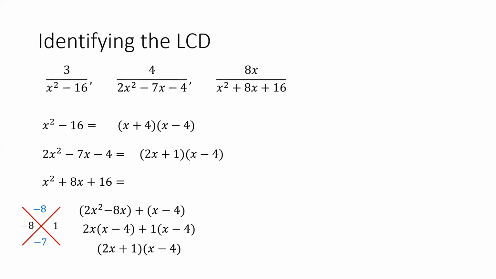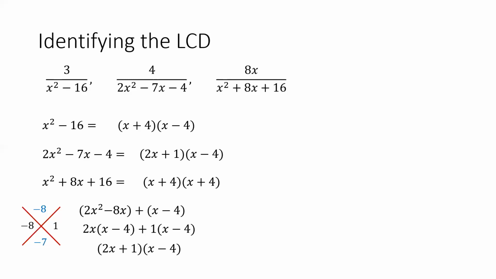I want 2 things that multiply to get me 16, add to get me 8. Those 2 things are 4 and 4. So I get x plus 4 times x plus 4. Now, I'm looking for matches when I find my LCD. So they could be matches across all 3 denominators. They could only be matches across 2 denominators. They do have to be in different denominators.